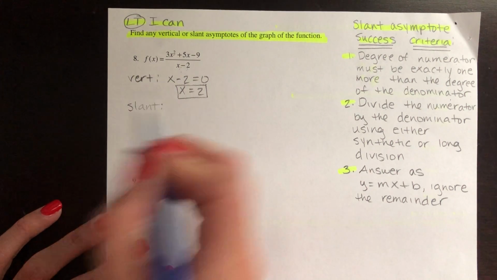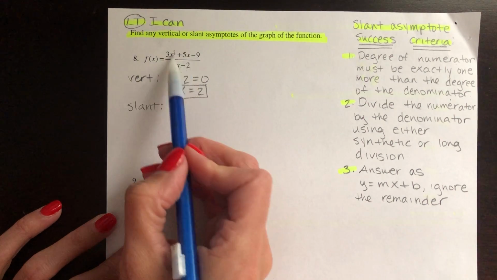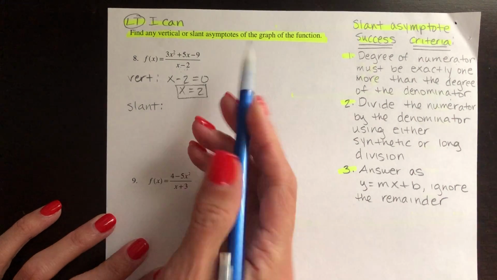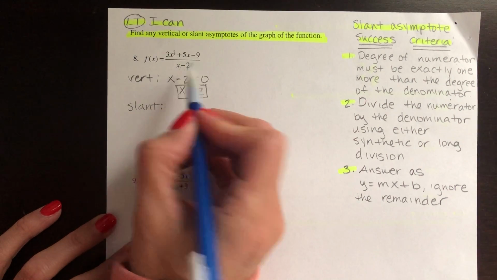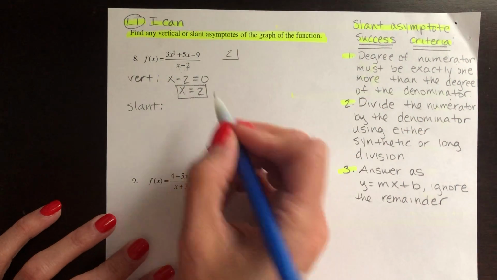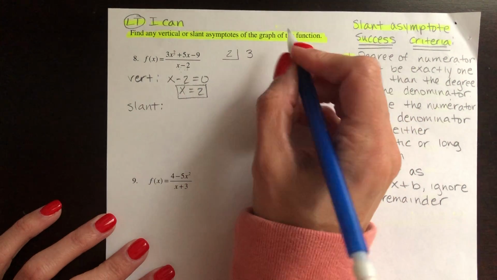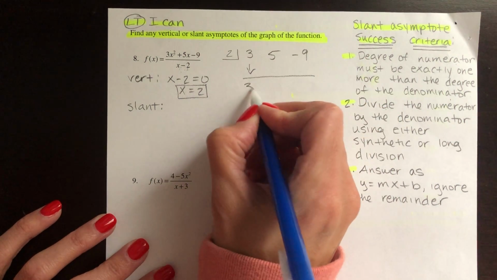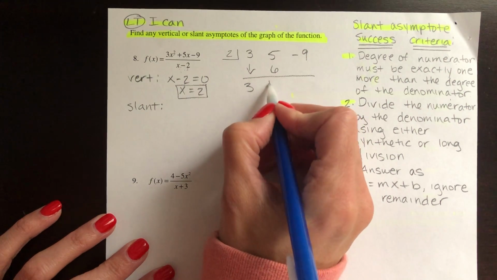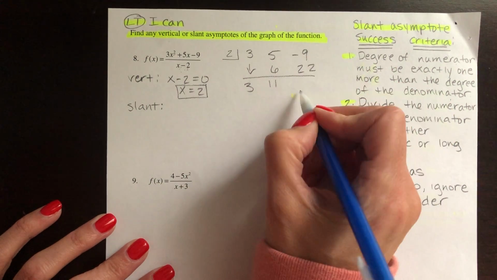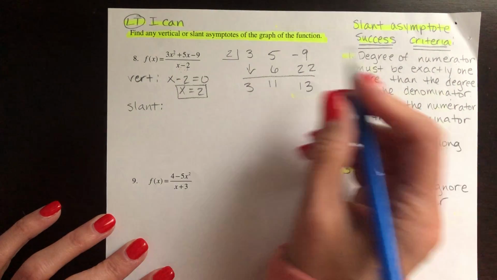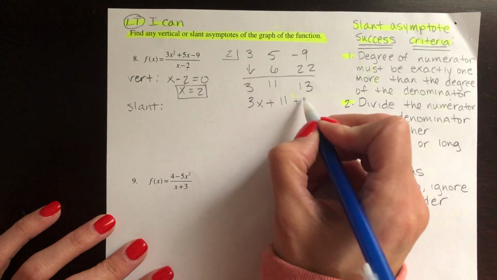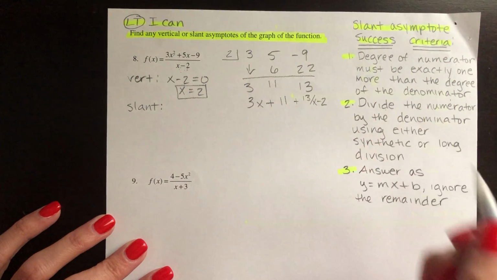I need to use division. I need to divide the numerator by the denominator, and we're lucky enough in this case that we can use synthetic. So use the opposite here. So we're going to use positive 2 to divide, and then use your coefficients there to set it up. Bring down the 3 and start your process. Multiply, add, multiply, add. So what this is 3x plus 11 with a remainder of 13 over x minus 2.